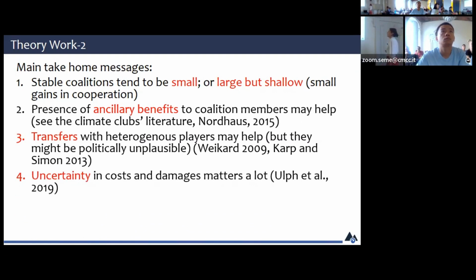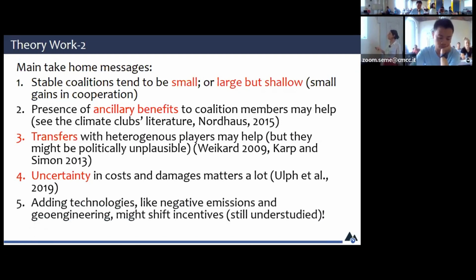Then there's a big literature going crazy about uncertainty. If you are into uncertainty, this is your field, because when you play game theory with uncertainty, magic stuff happens, it becomes very complicated. So if you like that, you can have a lot of fun. And there are people having fun with these very theoretical models, showing how much uncertainty matters.